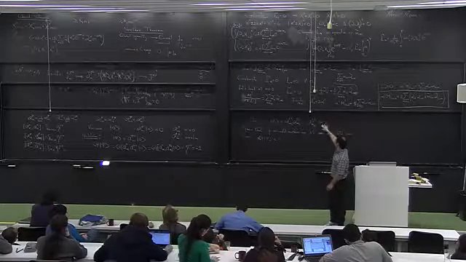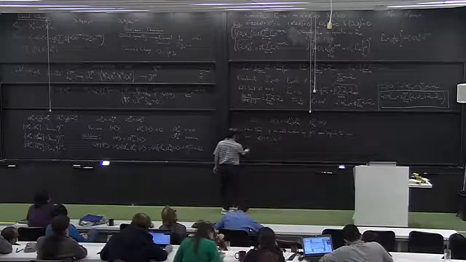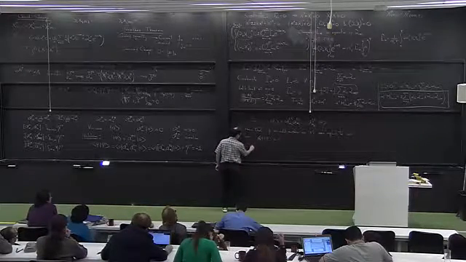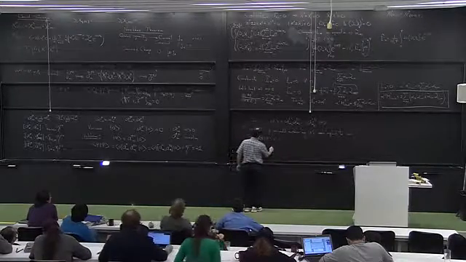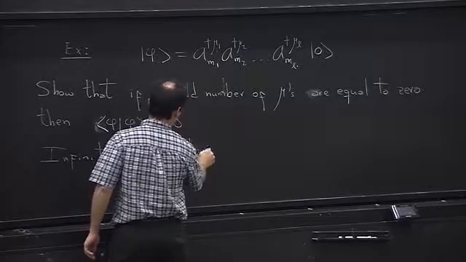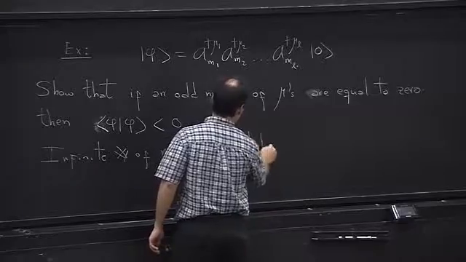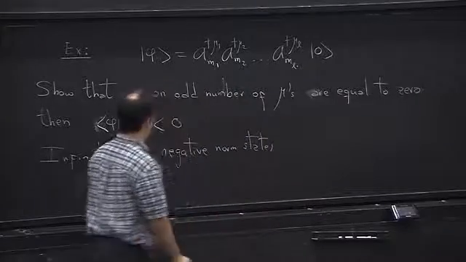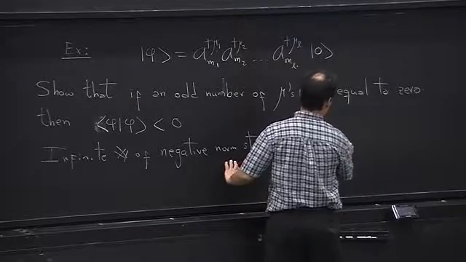Well, we did before, but at the classical level. So we now have an infinite number of negative norm states. Okay. But we also have an infinite number of constraints.